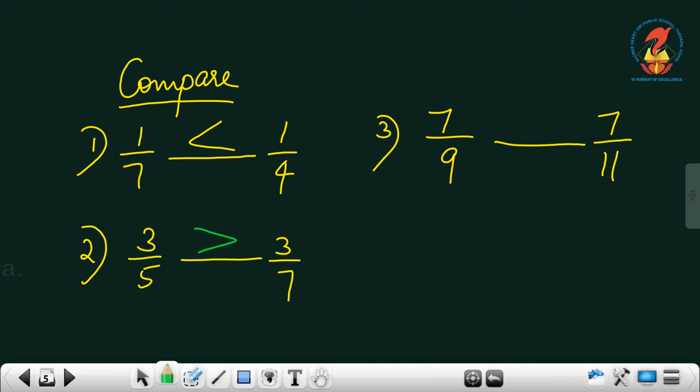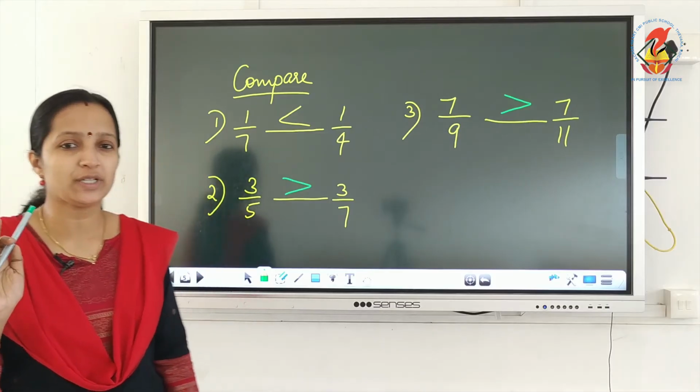Here also the numerators are same but denominators are different. So, 9 or 11, which one is smaller? 9 is smaller. So, what you can say, 7 by 9 is greater than 7 by 11. I hope the first two rules are clear.